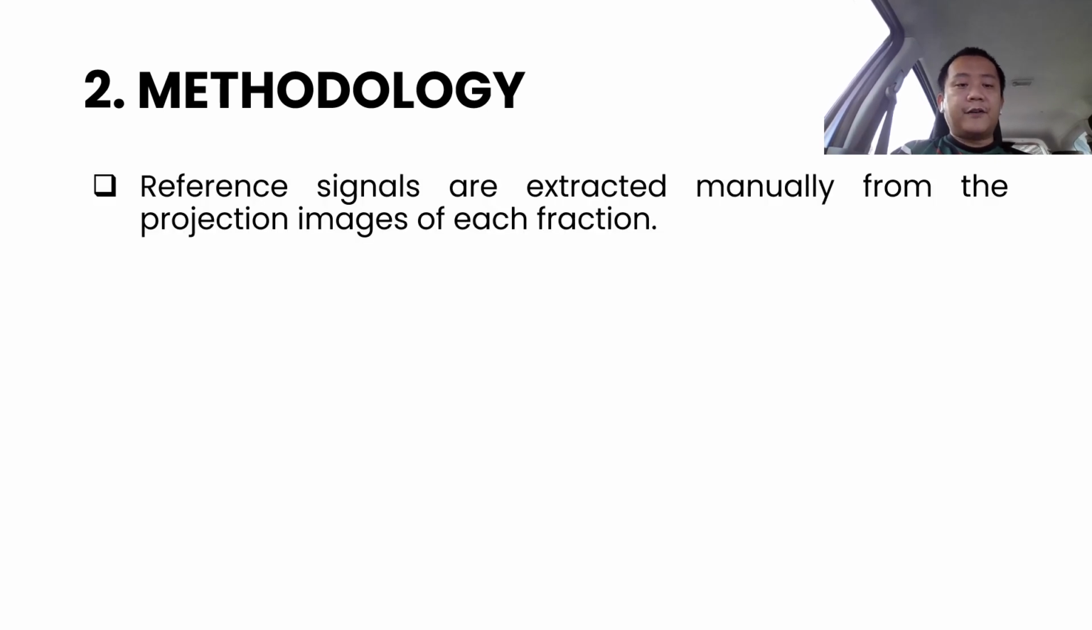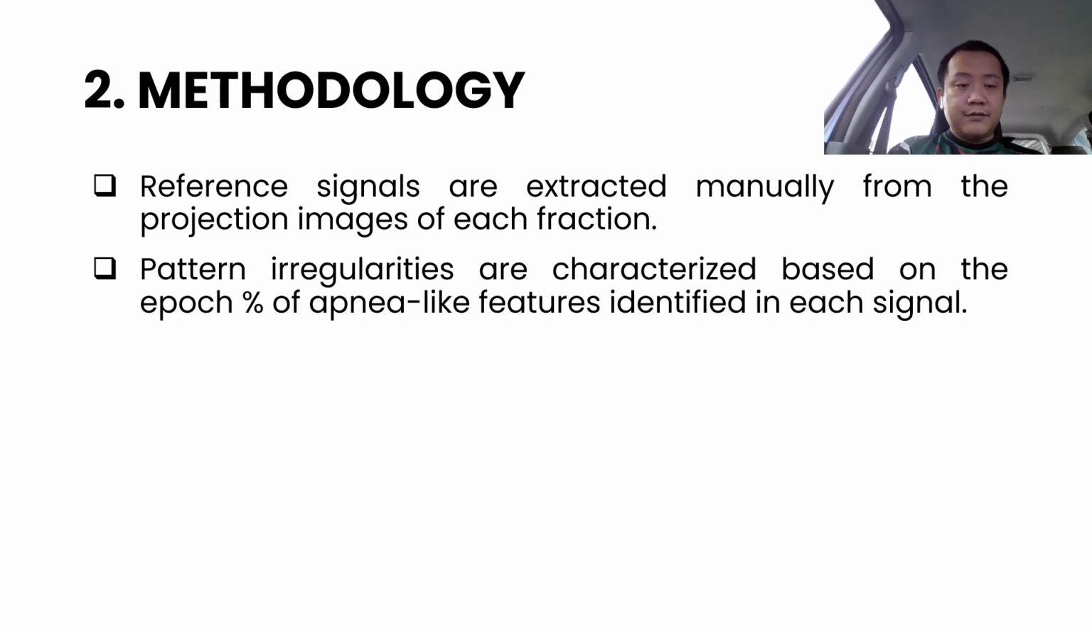To achieve the said objective, first, reference signals are extracted manually from the acquired 2D projection images of each fraction by eyeballing the apex of the moving diaphragm throughout the images. Based on the reference signals, pattern irregularities are characterized by the epoch of apnea-like features that represent moments in which the patient is in a state where their breath is held.